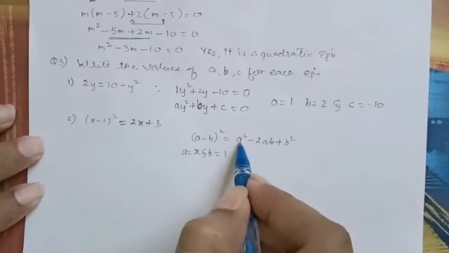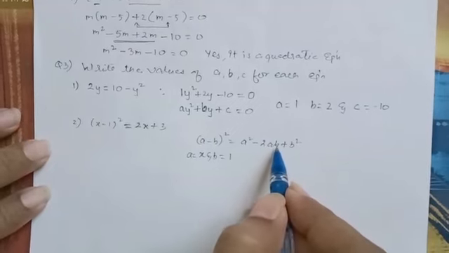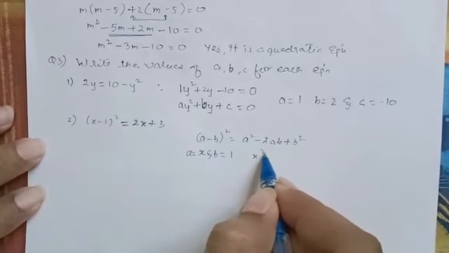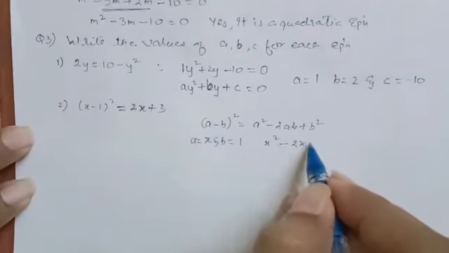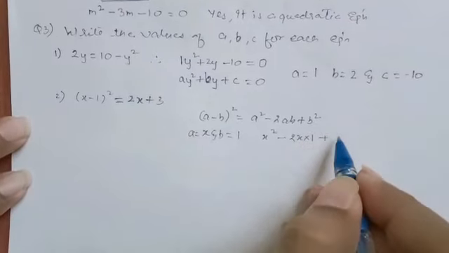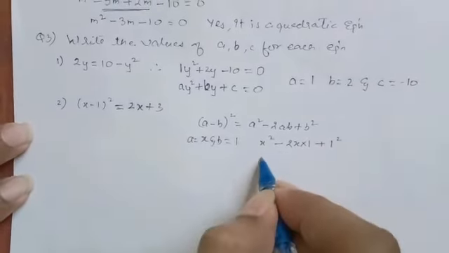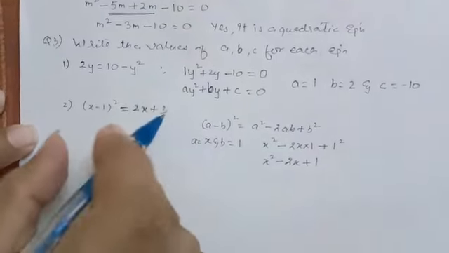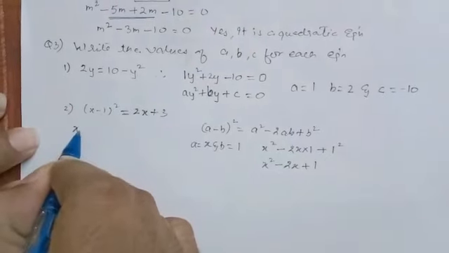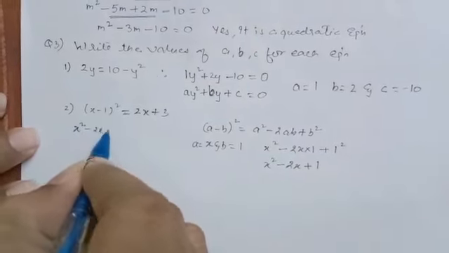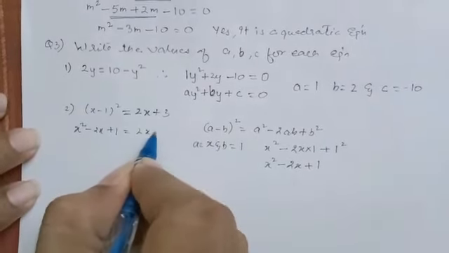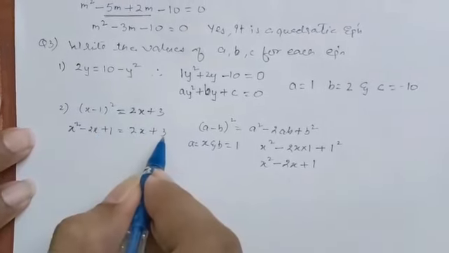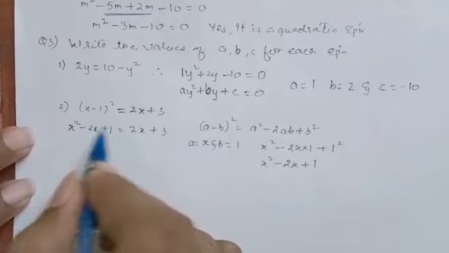So a is x and b is 1. Instead of a, I am going to write x, and instead of b, I am going to write 1. Solving this further, we get x square minus 2, a is x, b is 1, plus b is 1 the whole square. So we get the answer as x square minus 2x plus 1. This I am going to write here. So now x square minus 2x plus 1 equals to 2x plus 3. If I see this 2x, I have to take it here, and this plus 3 also I have to take to the left hand side and then solve.